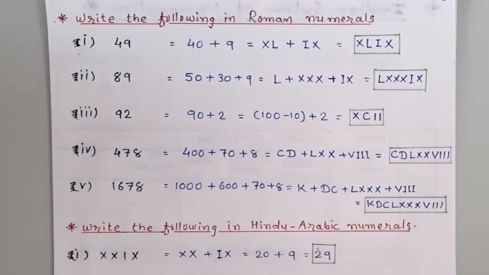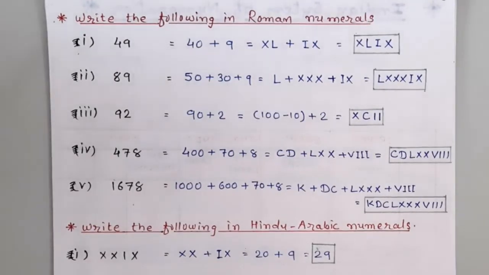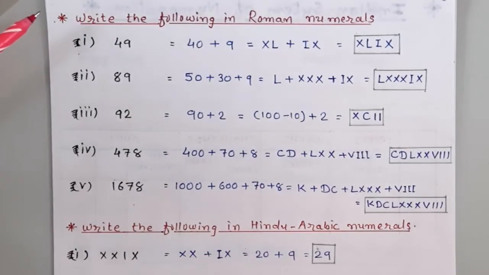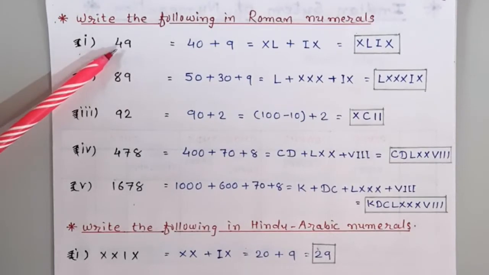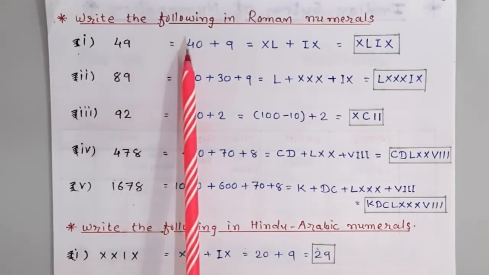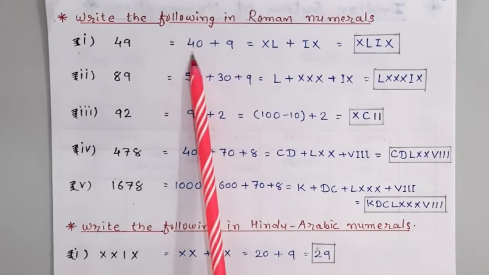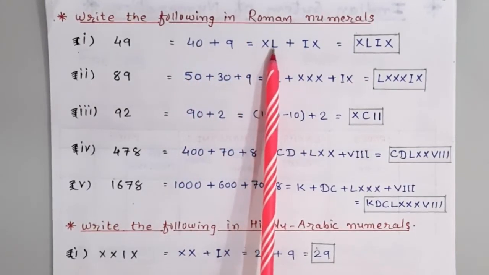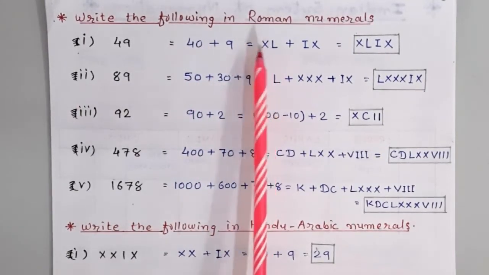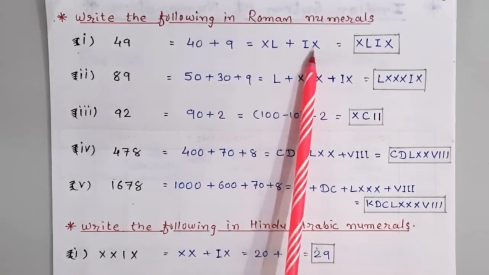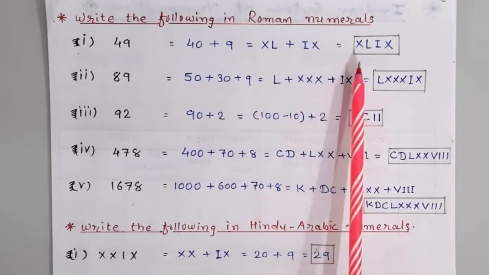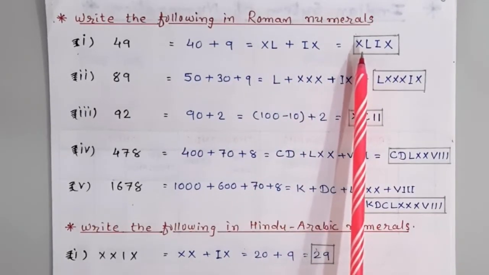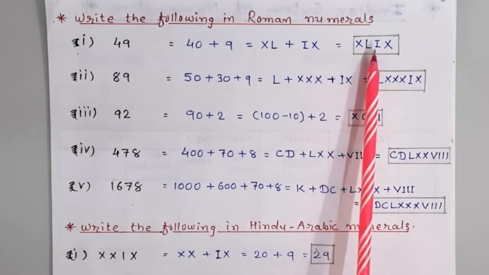To understand all the rules properly, we have to practice this. So let's solve some examples. Write the following in Roman numerals. 49. 49 can be written as 40 plus 9. 40 means what? XL. It means 50 minus 10. And 9 means IX, 10 minus 1. So 40 plus 9, and 49 can be written in Roman numerals as XLIX.